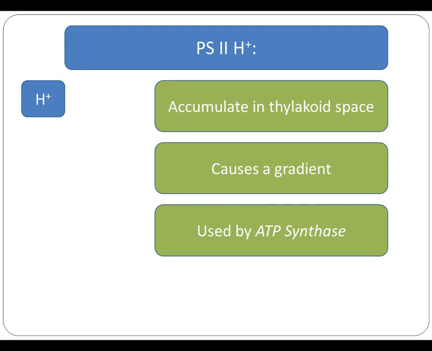The way it makes ATP is using what? Potential energy from the hydrogen ion gradient. ATP synthase is an enzyme embedded in the thylakoid membrane that utilizes the hydrogen ion gradient to make ATP. ATP synthase is an enzyme in the chloroplast. We'll see it elsewhere, but in the chloroplast, it's in the thylakoid membrane, and what it does is it uses this hydrogen ion gradient created by photosystem 2 to produce ATP.